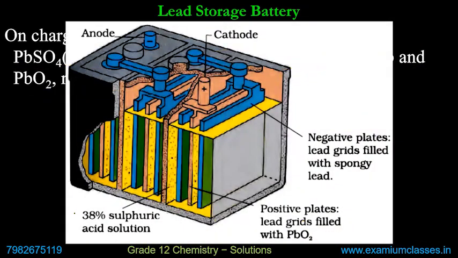This is how a lead storage battery looks like. Anode is just lead, made of lead. Cathode is lead filled with lead dioxide. You need to remember these things. Electrolyte is 38% sulfuric acid.